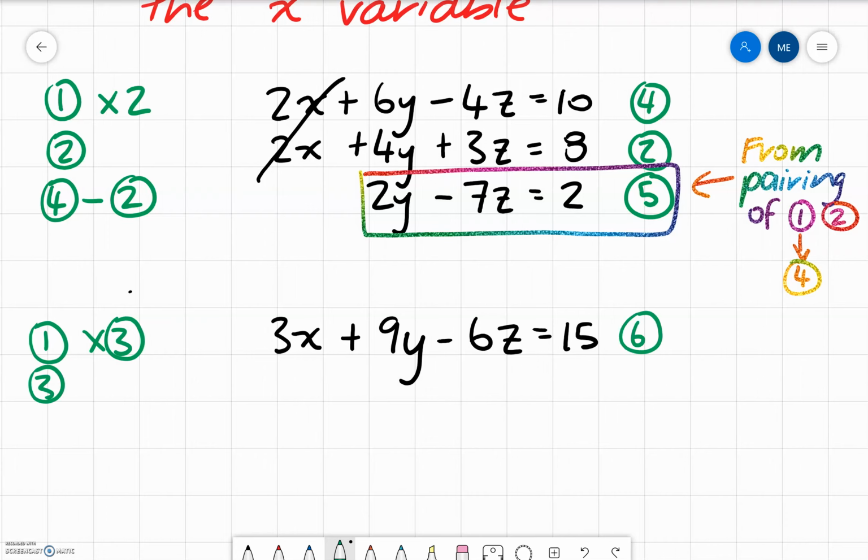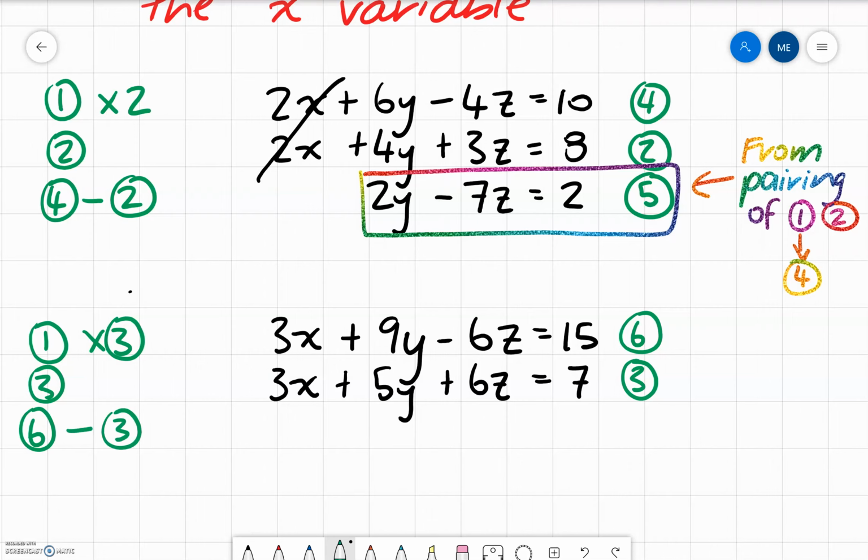So then I take equation 3 because I'm pairing equations 1 and 3 here. Copy that one down, so I get 3x plus 5y plus 6z equals 7. This is equation 3. And what I'm going to do is take 6 and subtract 3 from it. Okay, so the x's cancel out.